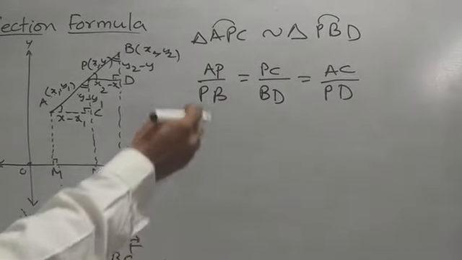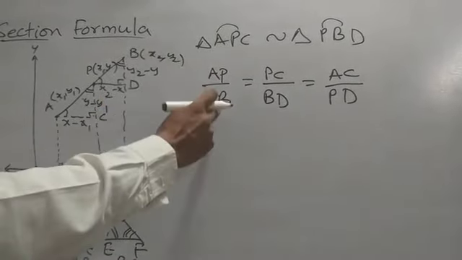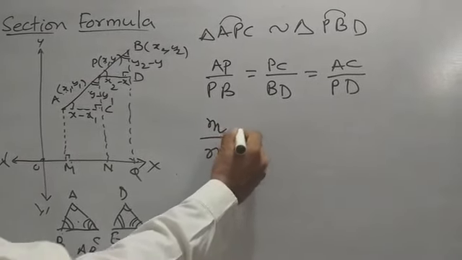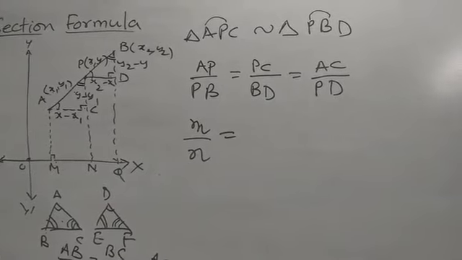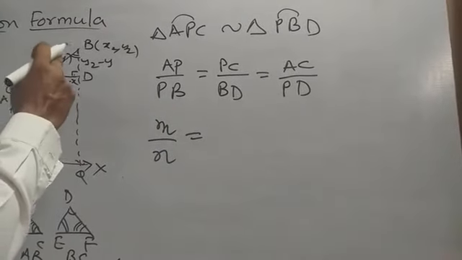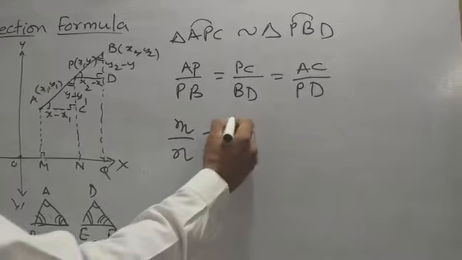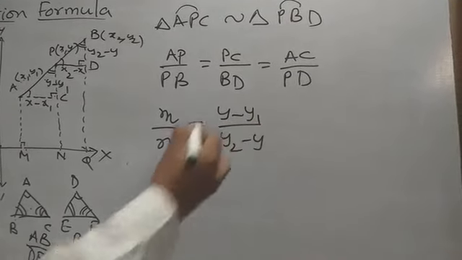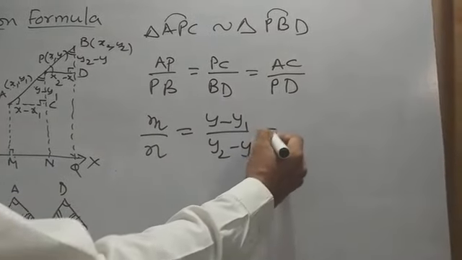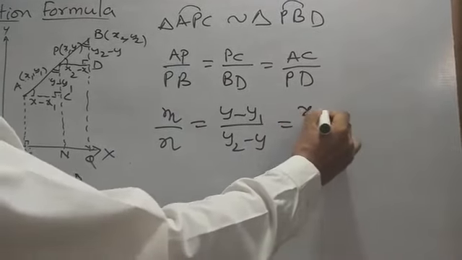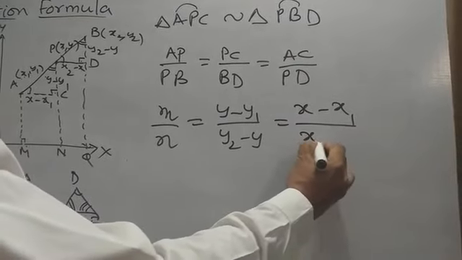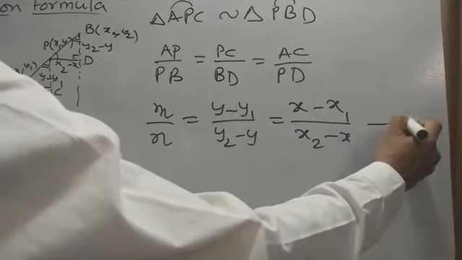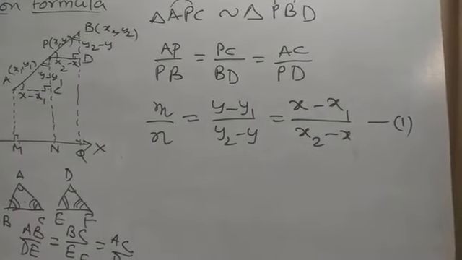If you compare the values here, AP by PB is nothing but m is to n. Therefore, I can write m by n is equal to PC, which is the vertical distance, y minus y1, by BD, which is y2 minus y, and equal to AC, which is x minus x1, by x2 minus x. Consider this as equation 1.